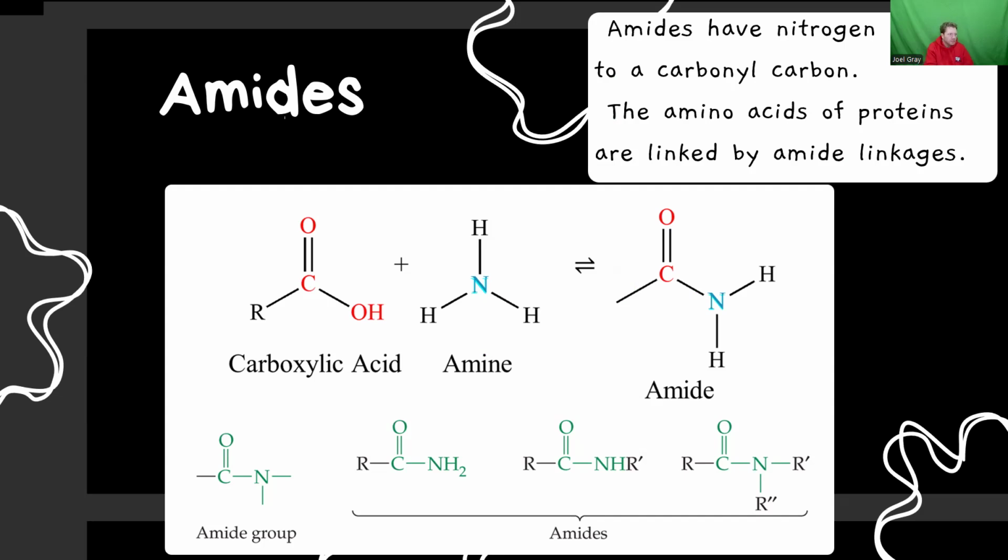So we've got a carboxylic acid here, which we've seen previously. And all that we're going to do is take this OH group right here and drop that. And then on our amine, we're going to take a hydrogen and drop that.